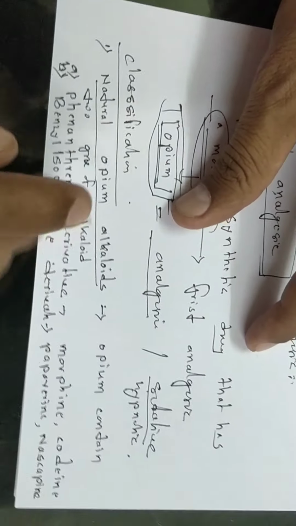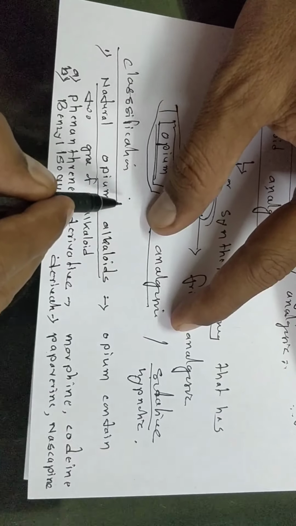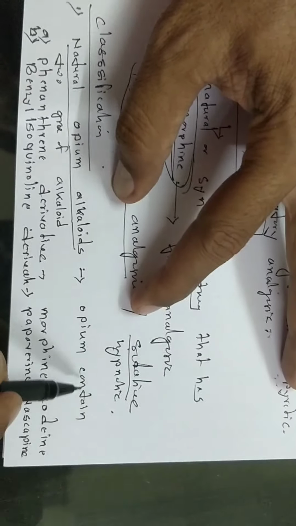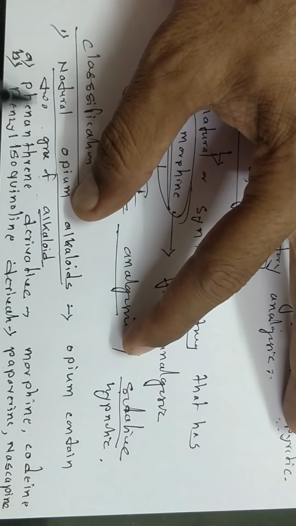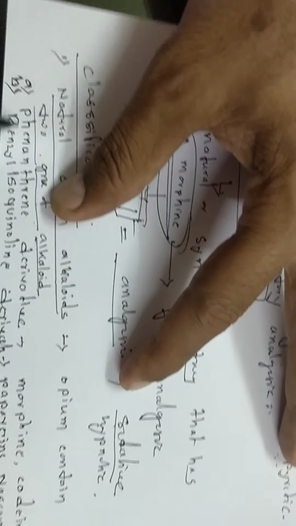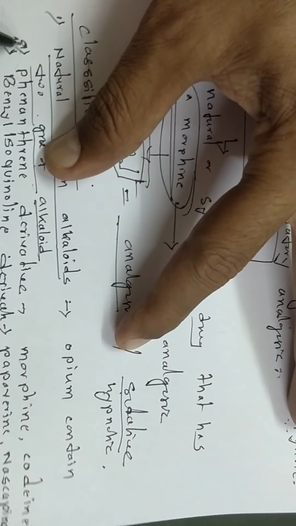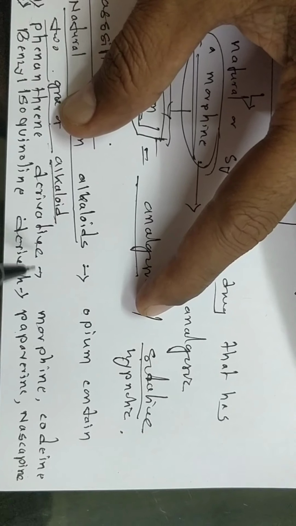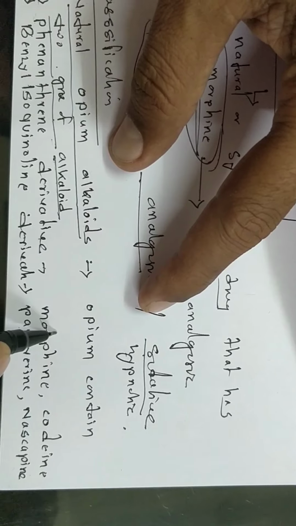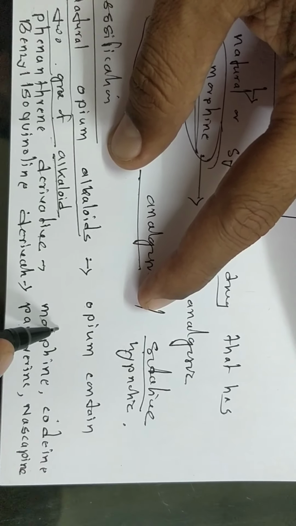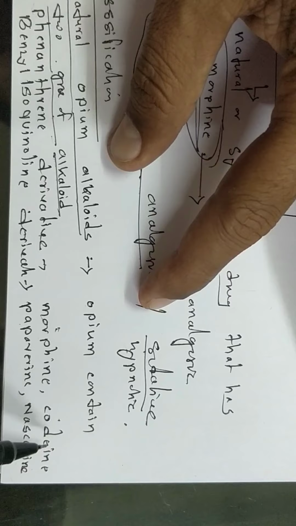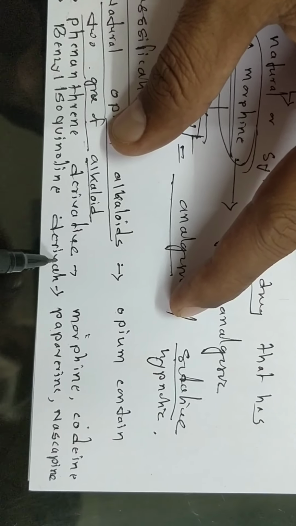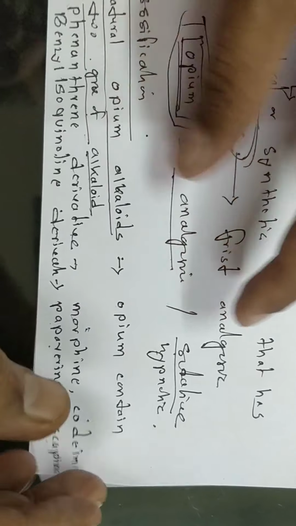Now see the classification. The opioid analgesics are divided into two groups. The first is the natural opium alkaloids. The opium contains the two main groups of alkaloids. These are phenanthrene and benzyl isoquinoline. Phenanthrene derivative examples are the naturally occurring narcotic analgesics morphine and codeine. Now morphine is used for post-operative pain, codeine is used as an antitussive. The benzyl isoquinoline derivative, the second group, contains papaverine and noscapine.